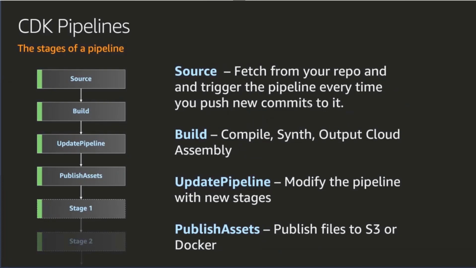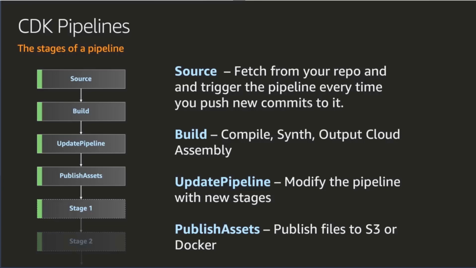So just a quick introduction to the structure of a pipeline. Obviously, it starts with your source. The idea here is that you're going to do a push to GitHub or to CodeCommit or any of the other sources that CodePipeline is capable of ingesting, and that's going to kick off the pipeline. We're going to build your code. We're going to compile, run your unit tests. Then we're going to synthesize the stack, and we're going to output what's called a cloud assembly, which is the basic unit of deployment for a CDK project.